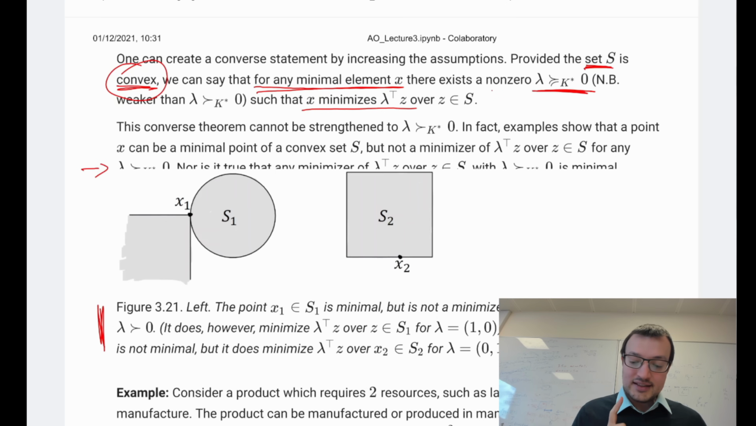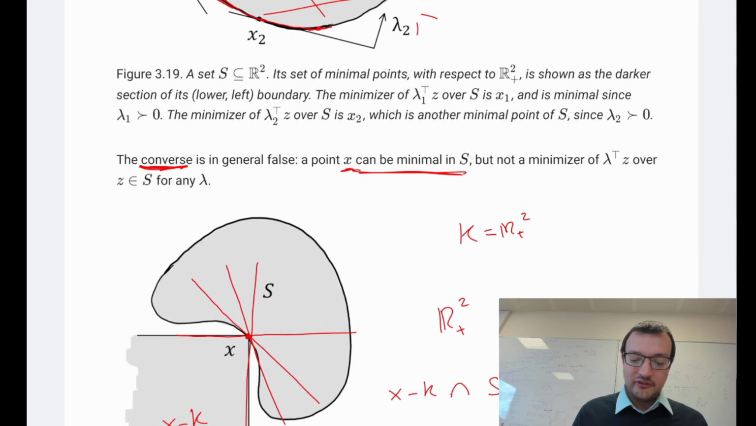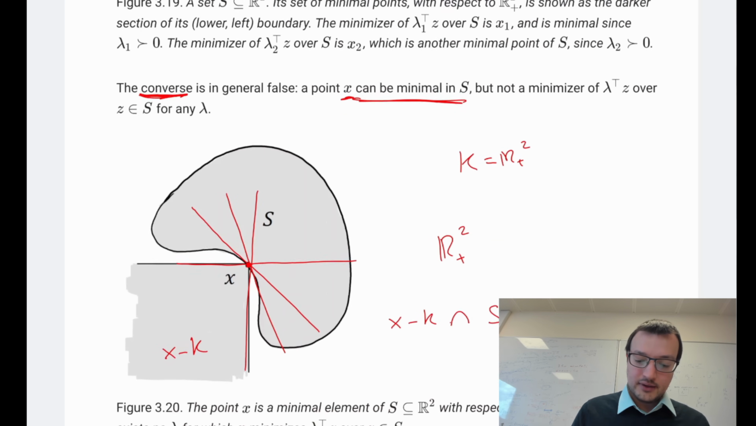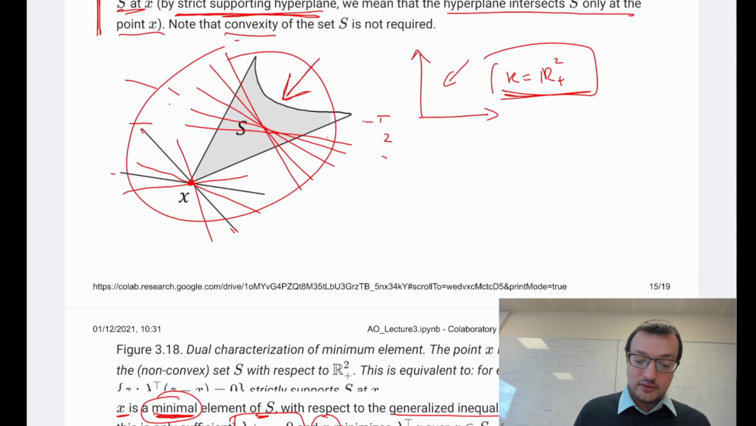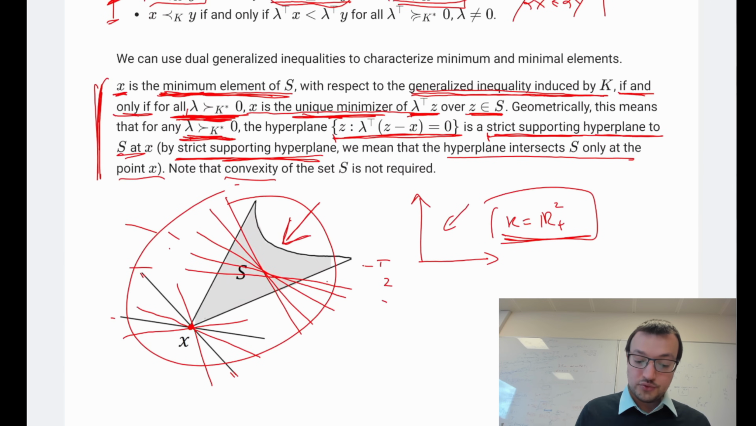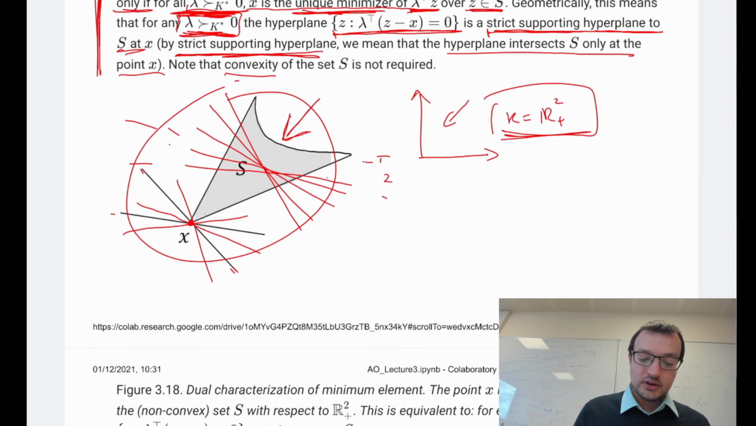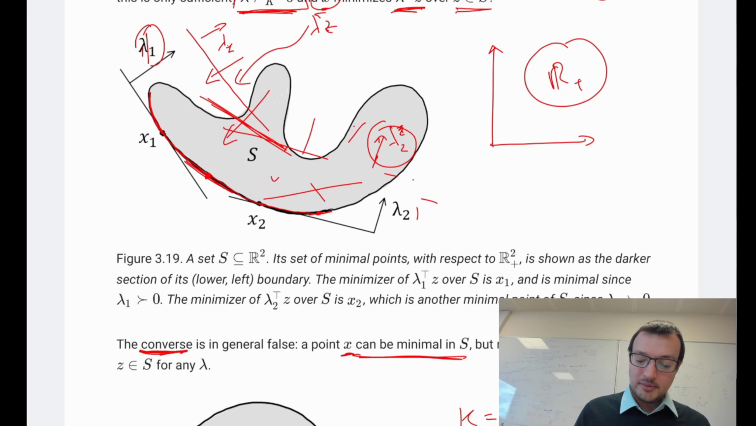But there is something that we need to stress here, which is the fact that this is not a perfect converse because this inequality is not strict. If we look back at how we defined this definition, lambda was supposed to be strictly positive, both in the minimum definition and in the minimal definition.